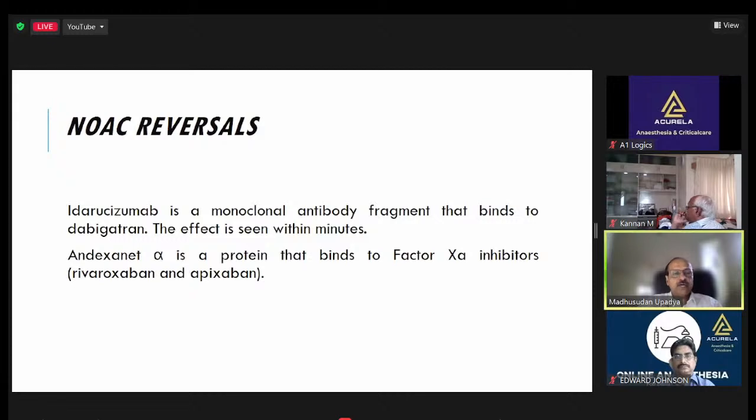But the NOACs can also be reversed. The drug is idarucizumab, a monoclonal antibody fragment that binds to dabigatran. The effect is seen within minutes. And the other agent is andexanet alpha. It's a protein that binds to factor 10A inhibitors, rivaroxaban and apixaban. And that too, the results are seen in a short while. Therefore, you can reverse the patient's NOACs and then the patient might be ready for your procedure.